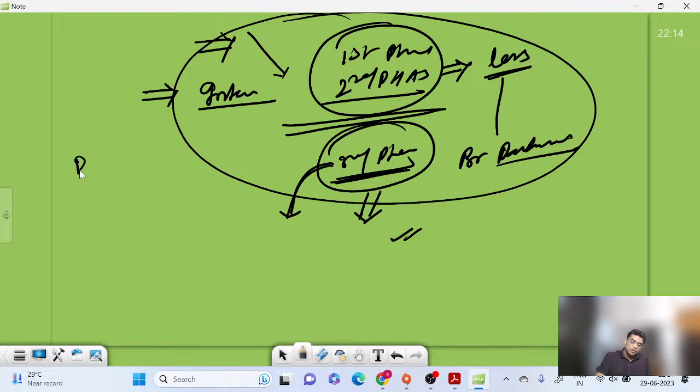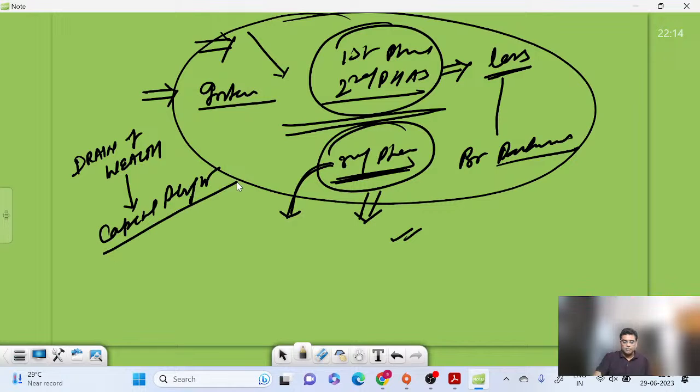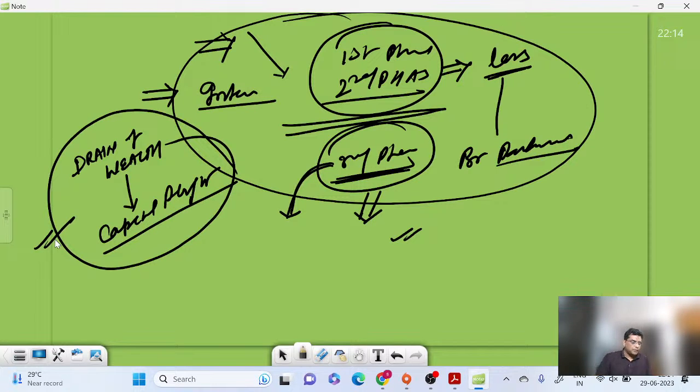Earlier it was called drain of wealth. We use the word drain of wealth. But later on it was known as capital flight. So drain of wealth and capital flight, these two words were vehemently used by the economists to explain the colonial exploitation from India. So its impact was wide.